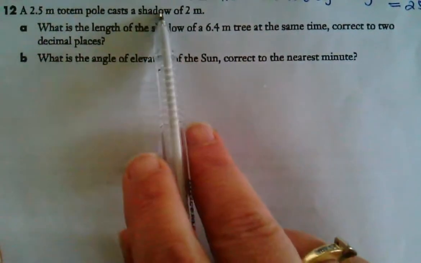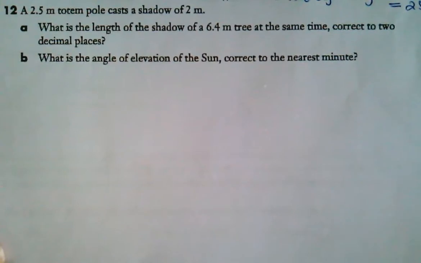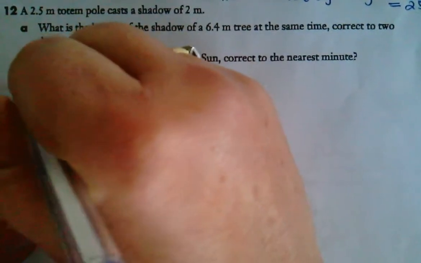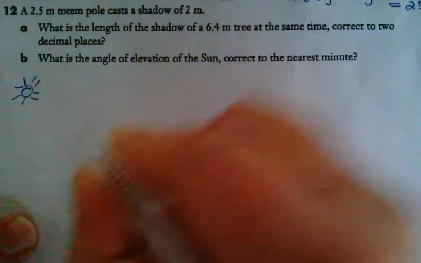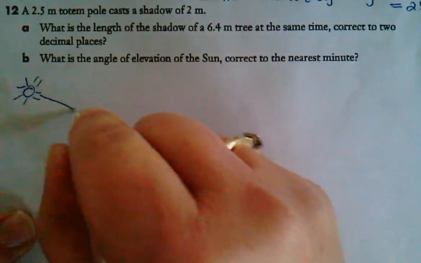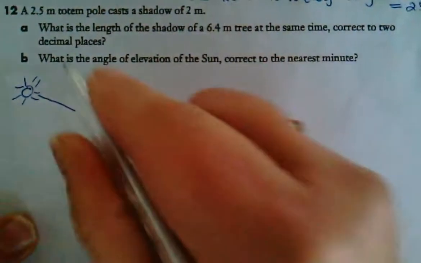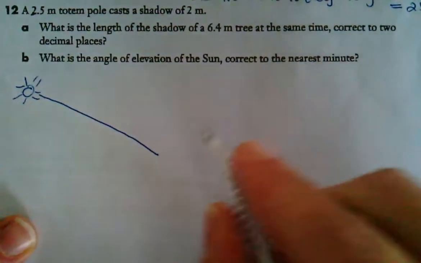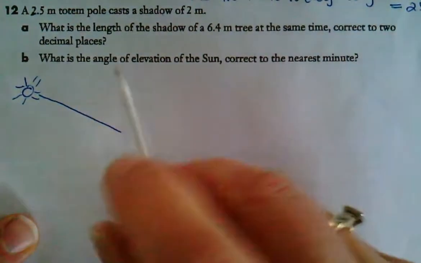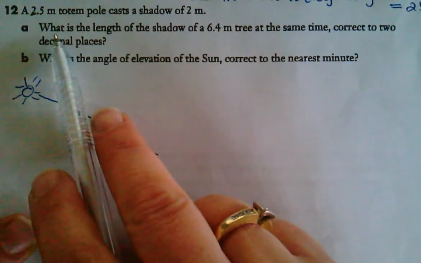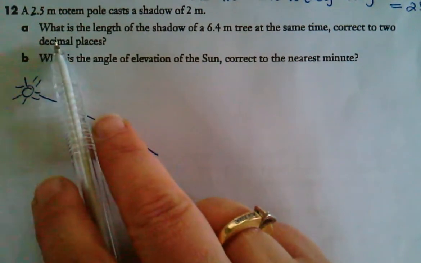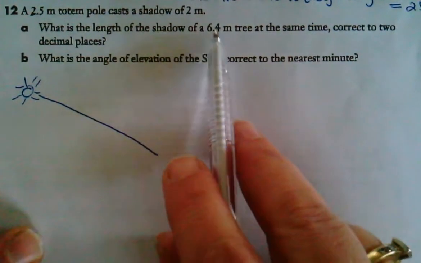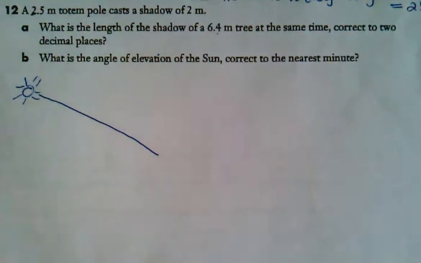With this problem, question 12, it's a very typical similarity problem that you would do as well. So, remember shadows are caused by the sun, okay? So I'm going to draw the sun up here, and basically the sun's rays will be shining down. Now it says a 2.5 metre totem pole casts a shadow of 2 metres, and it says what is the length of the shadow of a 6.4 metre tree?